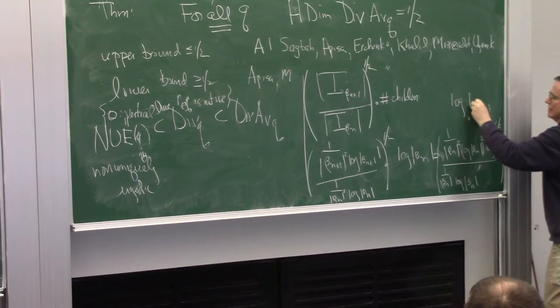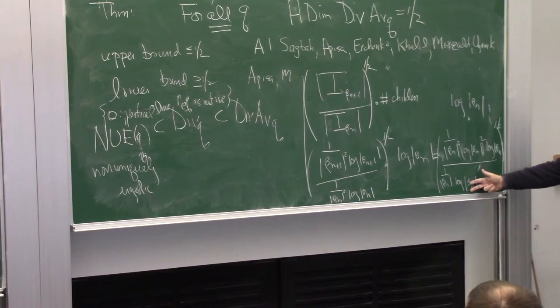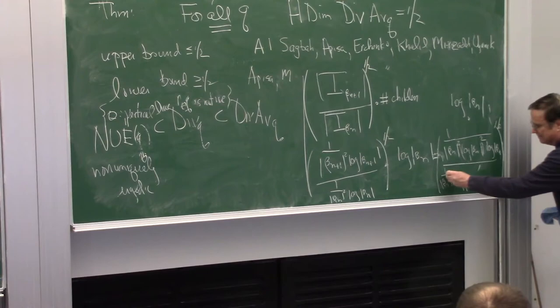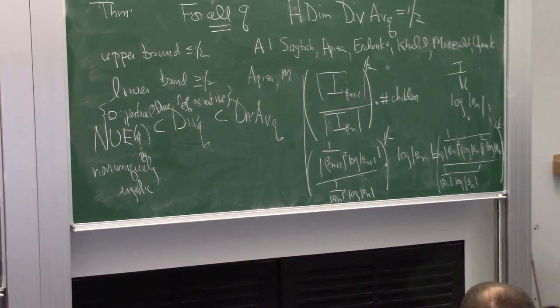Okay, so what's the point of all this? There's a cube here. The beta n squares cancel. There's a cube divided by this. The numerator, this divided by this, is log of beta n squared. This is in the denominator, sorry. This is 1 over log of beta n squared. I take the square root of it. I get 1 over log of beta n. I multiply by log of beta n. And this is comparable to 1. The point is it doesn't go to 0.